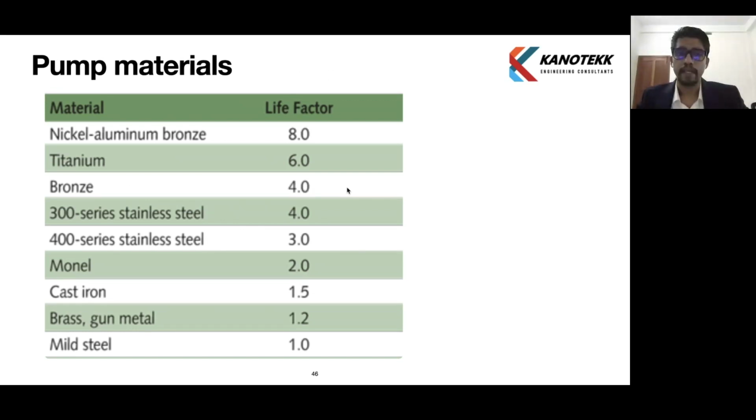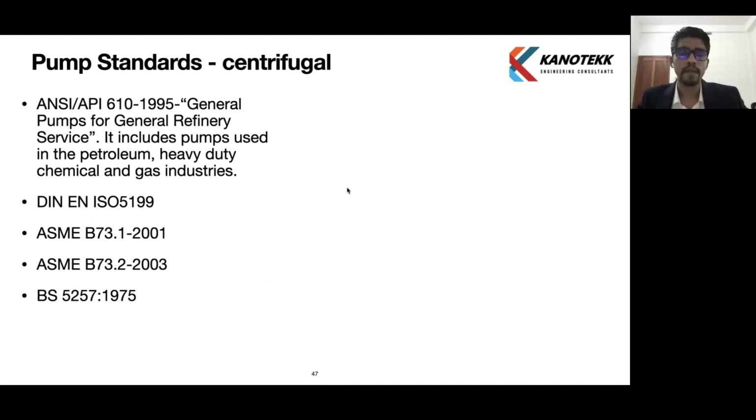So this is a life factor of different material. We can see that the cast iron has 1.5, bronze has 4, nickel aluminum bronze has a factor of 8. So based on the requirement, based on the life factor requirement, we go for selection of suitable materials. We will see a few standards like ANSI API, DIN standard, German standards, ASME American, BS British standards. So these are few standards which are used for the manufacturing or selection of pumps.